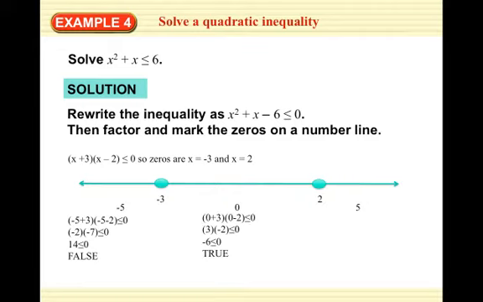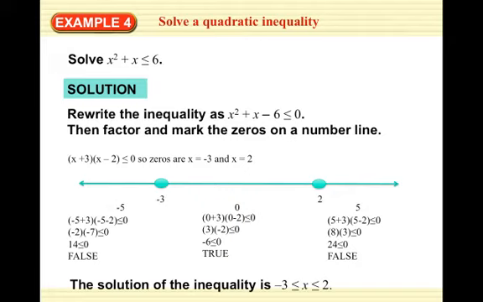I plug in 0 and I get 0 plus 3 is 3, 0 minus 2 is negative 2, and 3 times negative 2 is negative 6, which is less than or equal to 0. So yay, that's a true statement, and that region in between is going to be part of my solution. So I try 5. 5 plus 3 is 8, 5 minus 2 is 3, and 8 times 3 is 24. Is 24 less than or equal to 0? Well, that's a false statement, so that will not be part of my solution either. So the only region in my solution is the region between negative 3 and 2.